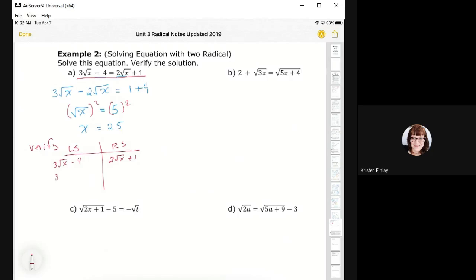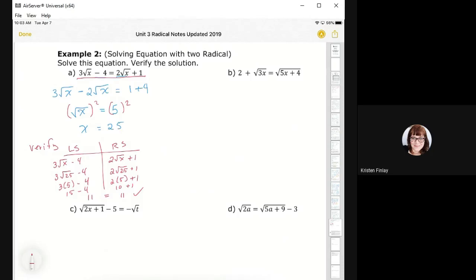Substituting in 3 root 25 minus 4, 2 root 25 plus 1. So 3 root 25, root of 25 is 5. So 3 times 5 is, we'll just write that out, minus 4. And then we have 2 times 5 plus 1. So we have 15 minus 4 and 10 plus 1. 15 minus 4 is 11. 10 plus 1 is 11. So they work.